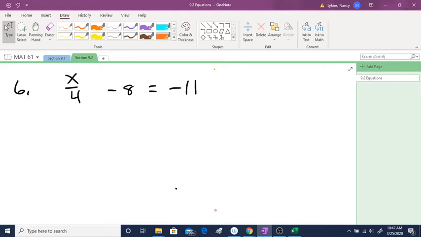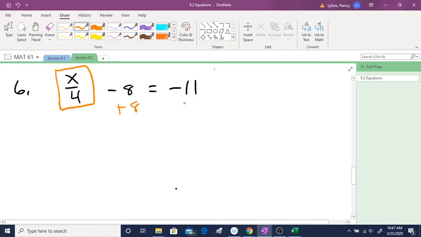So the first thing I'm going to do is look at my variable, which is x, and I've got it as a fraction. So I'm going to put a box around the x over 4. And I want to get rid of this minus 8 by adding 8 to both sides. By doing this, this frees up x over 4 equals, okay, negative 3 plus 8.